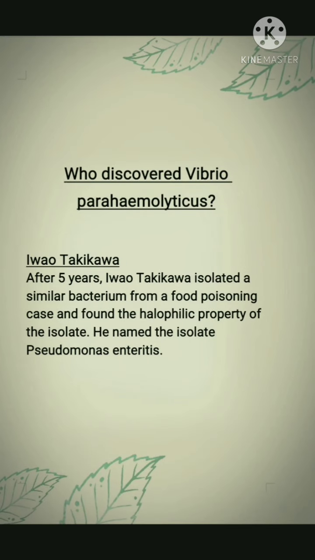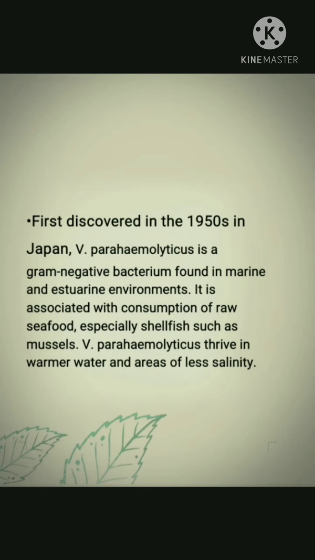Who discovered Vibrio parahaemolyticus? Tsunesaburo Fujino discovered Vibrio parahaemolyticus. After 5 years, he isolated a similar bacterium from a food poisoning case and found the halophilic property of the isolate. He named the isolate Pseudomonas enteritis. Vibrio parahaemolyticus was discovered in the 1950s in Japan.